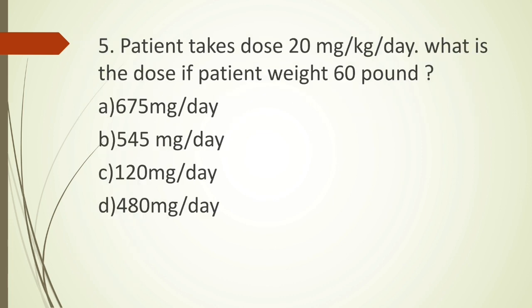Now let's see the fifth question. Patient takes a dose of 20 mg per kilogram per day. What is the dose if the patient weighs 60 pounds? Option A 675 mg per day. Option B 545 mg per day. Option C 120 mg per day, and option D 480 mg per day.